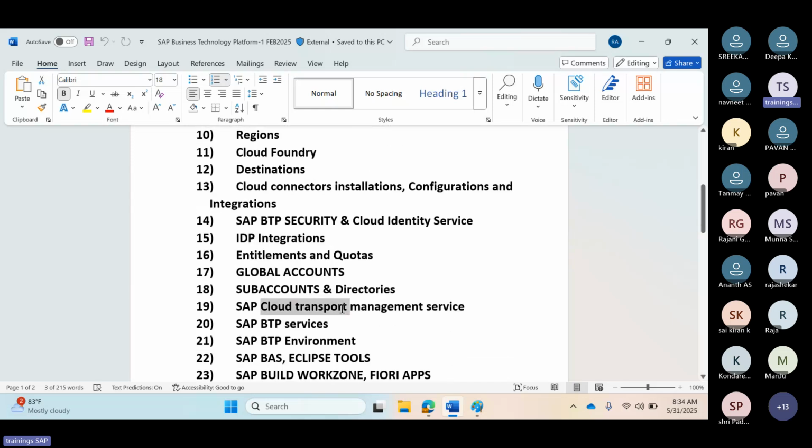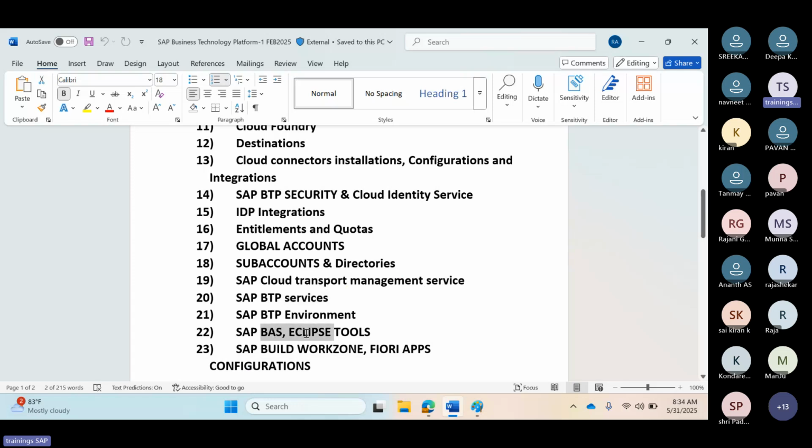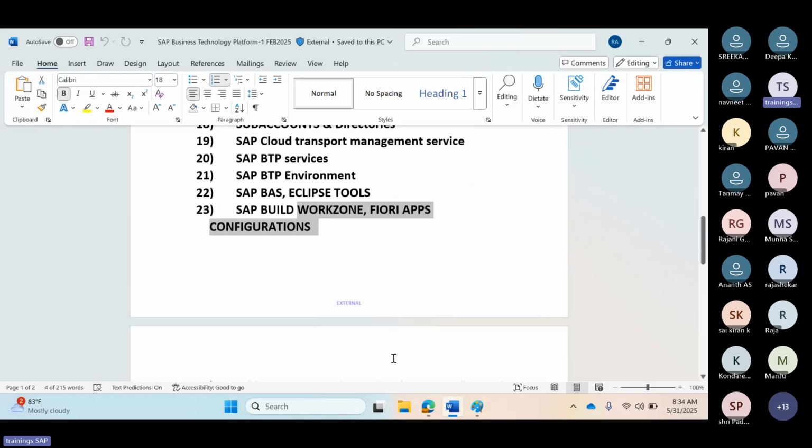And in the BTP, there is also a transport management service. In SAP, we have the SAP transport management service. In BTP also, there is a Cloud Transport Management, CTMS service, and what are the other services we have, what is the development tool, what is Build Work Zone, and Fiori apps configurations for the BTP.